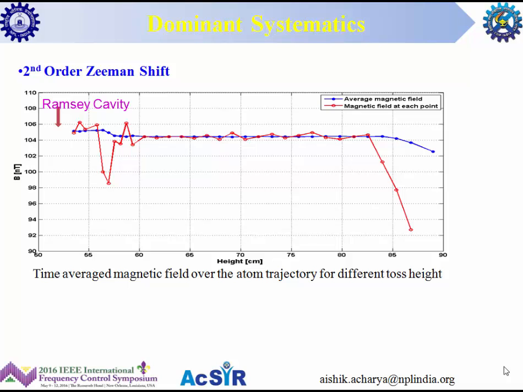In order to measure the second order Zeeman shift, we launched our atom cloud at different launch heights, and we mapped the magnetic field inside the flight tube. This is the location of our Ramsey cavity, and we launched up to there, and the stability is pretty good, less than 1 nanotesla, and we usually launch 60 in this region.